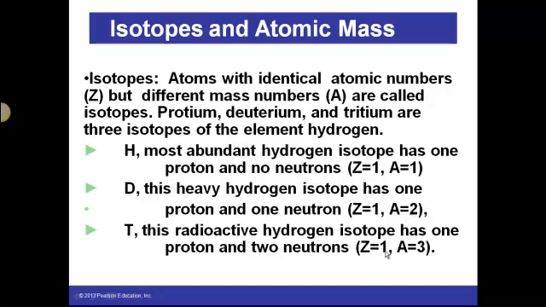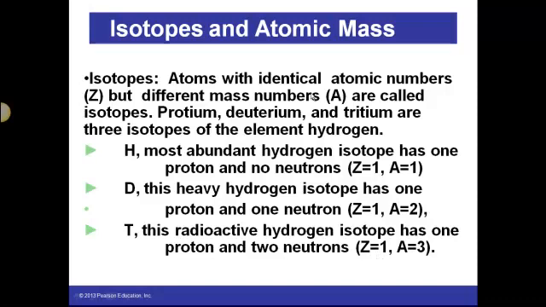And for tritium, it's got 1 proton again, so the Z number stays the same, but the atomic mass is going to be different. The A number is now 3, which suggests that there are 2 neutrons and 1 proton based on the Z number, or the atomic number.